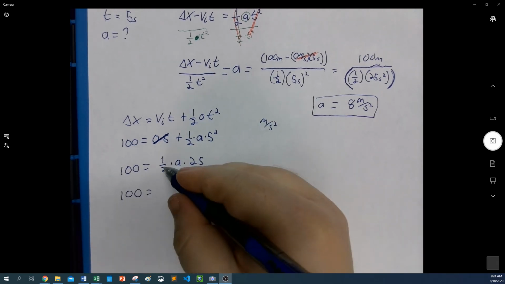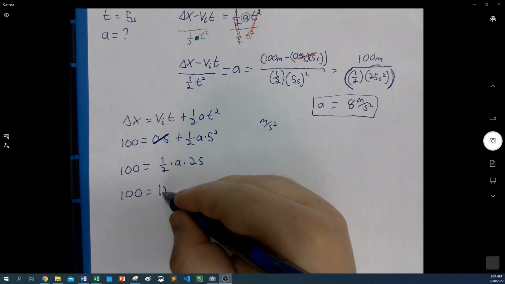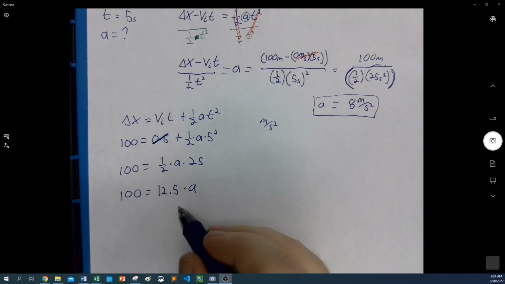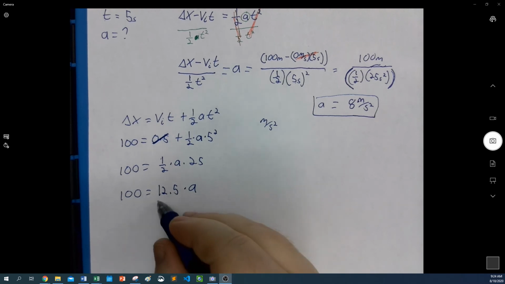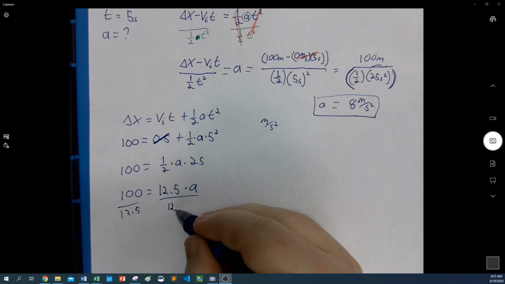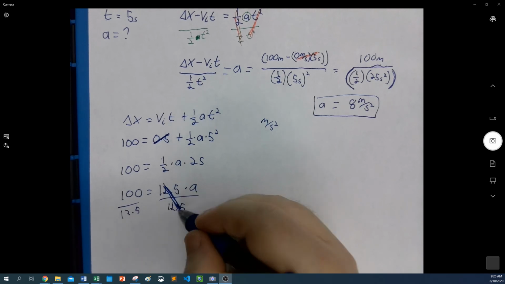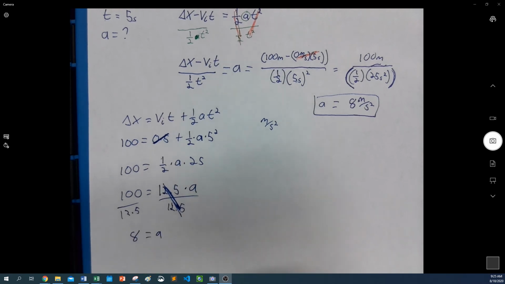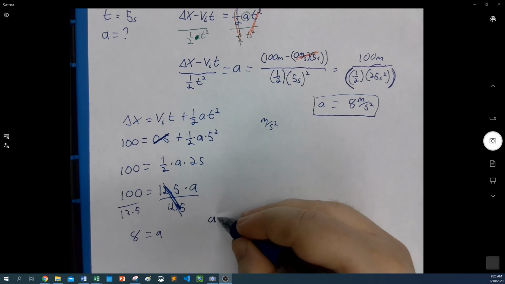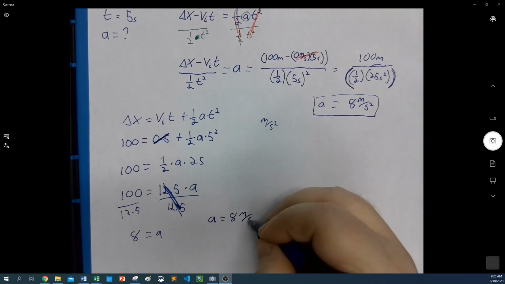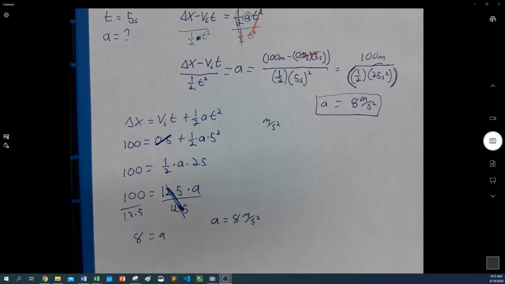100 equals half times 25, which is 12.5, times a. Then you would divide both sides by 12.5. 12.5 cancels out, giving us 100 divided by 12.5, which is 8. That's your A. Make sure you do not forget units. Units for acceleration would be meters per second squared. And that's another way you could have done it.